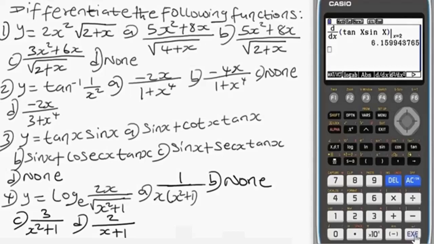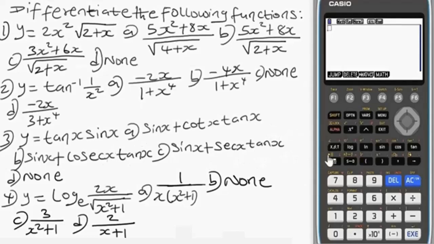Now we're going to simplify or evaluate the options. Anyone that gives us 6.15 will be our answer. So let's delete. Press exit first, then delete all. Remember we got 6.15. Now let's begin with option A. So we have sine x plus cot x tan x. If you check these options, we have cot, cosec and sec for options A, B and C respectively. Now on this calculator, we don't have cot, cosec and sec.